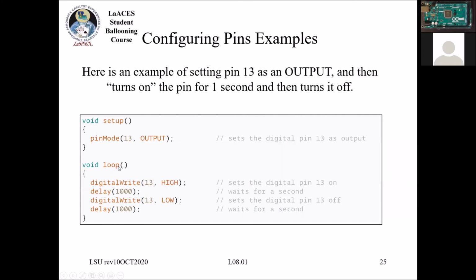So then once I go into my loop, I see digital write. Again, I want to tell it which pin, and I want to tell it the value, high or low. So HIGH and LOW, again, are constants, just like the OUTPUT here. And in between those steps, I have waiting for a second. So I set pin 13 high, I wait for a second, set pin 13 low, and wait for a second.